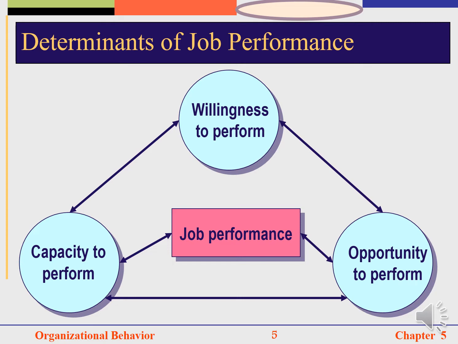But motivation is not enough. You need two more elements: the capacity to perform, the skills, the abilities, the know-how to perform, and the opportunity to perform. And let us look at the arrows first. Look at the direction of the arrows among these three dimensions. You'll find each arrow has a two-way direction. It means there is an interaction relationship among these three variables in order to determine the level of performance.